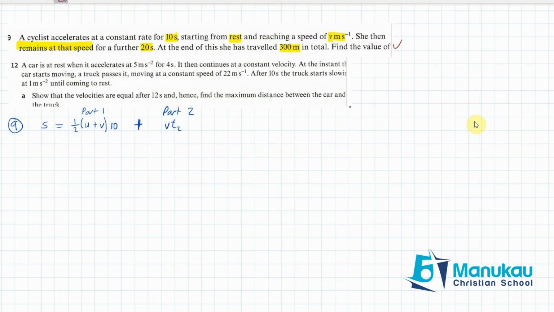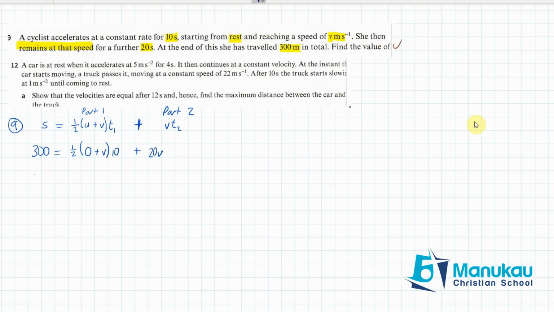I'm just going to rub this out because I shouldn't have just put that 10 in there. I'll call it T1. It is 10 though. Okay, so S equals, and in part 1 we know that our original speed is 0, it's at rest, plus V, which we don't know, multiplied by 10 seconds. Part 2 is V, again we don't know, but we're going to try and find the value of it, and T2 is 20, so we'll call this 20V. And I should probably rub this S out because we know that the total distance is 300.